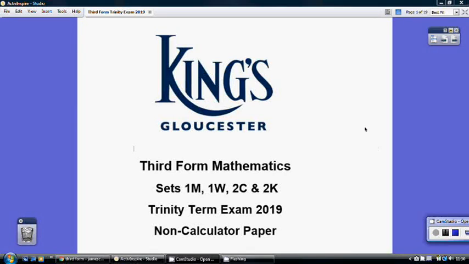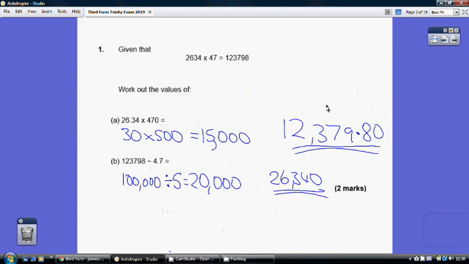Third form Trinity exam 2019, the non-calculator paper. So question 1, we're given this fact here, and bearing this in mind, we've got to work this out. Now you can just try and manipulate the decimal point, just bearing in mind these numbers, and do it that way. But my preferred method for this is just to treat it as an estimating question.